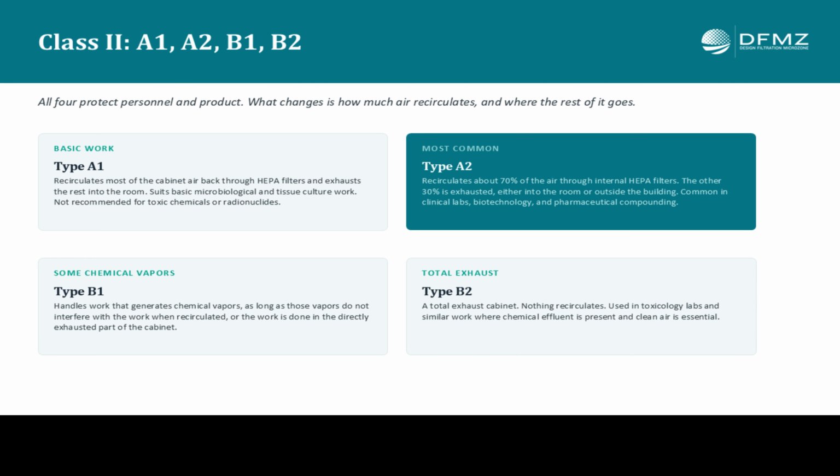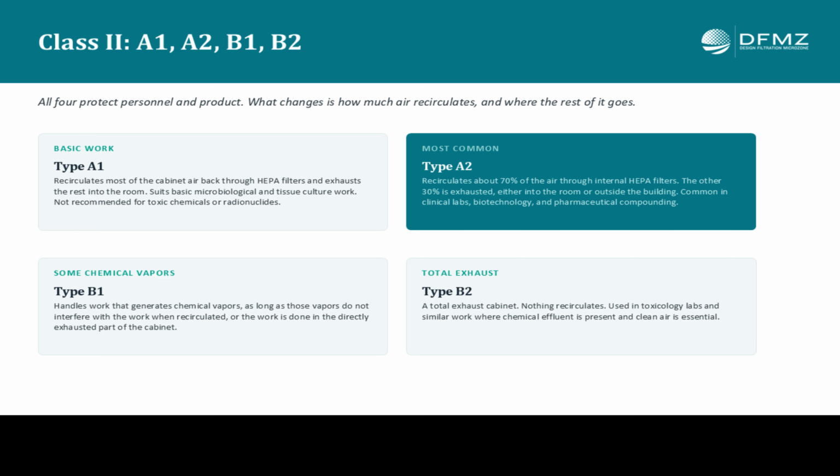Class 2 covers most of what we build, so it is worth knowing how the four types differ. All four give you personnel protection and product protection. What changes between them is how much air recirculates and where the rest of it goes. Type A1 recirculates most of the cabinet air back through HEPA filters and exhausts the rest into the room. That suits basic microbiological and tissue culture work, but it is not recommended for toxic chemicals or radionuclides.